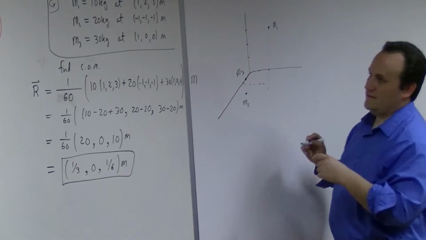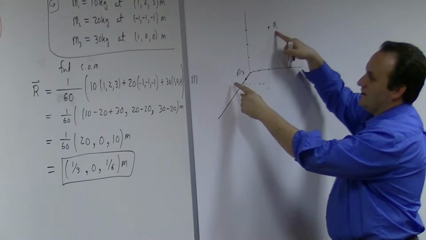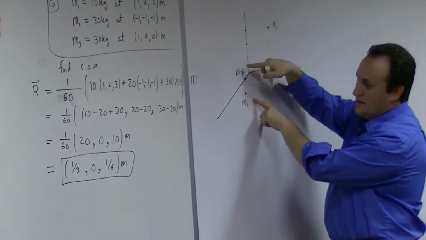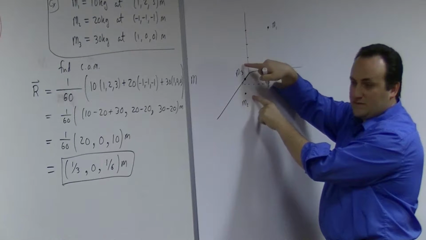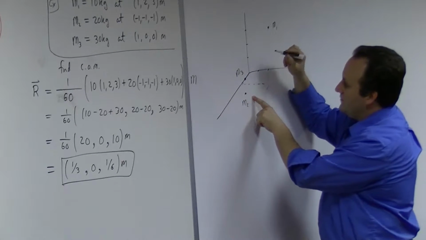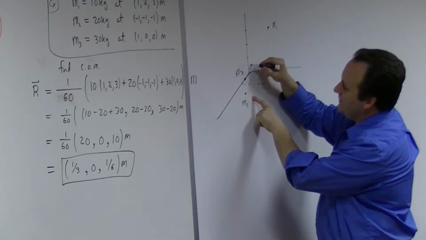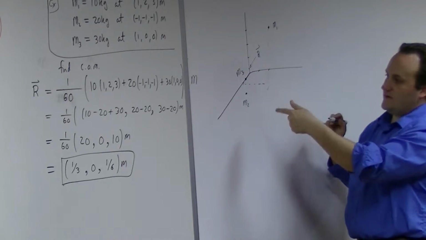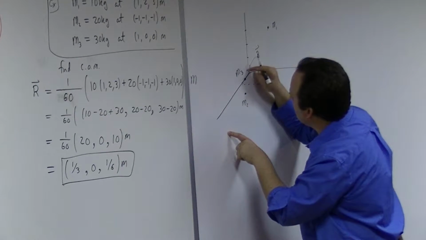M3 weighs 3 times as much as M1, and M2 weighs twice as much as M1. So clearly M2 and M3 are where most of the mass is centered. So the center of mass ought to be somewhere close to these two, which is what I found, at (1/3, 0, 1/6). It's somewhere like here. It's at z equals a sixth, and x equals a third. It's right here.